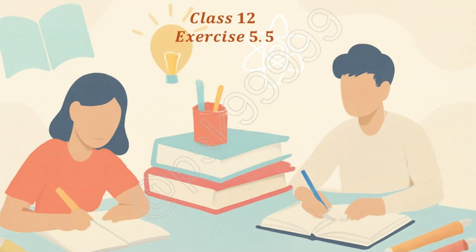Let's do exercise 5.5. More problems. dy by dx of cos x into cos 2x into cos 3x. You can do this way actually. You assume that cos x is one function f of x and cos 2x into cos 3x is g of x. Then you can separately do g of x differentiation and then combine with this one.